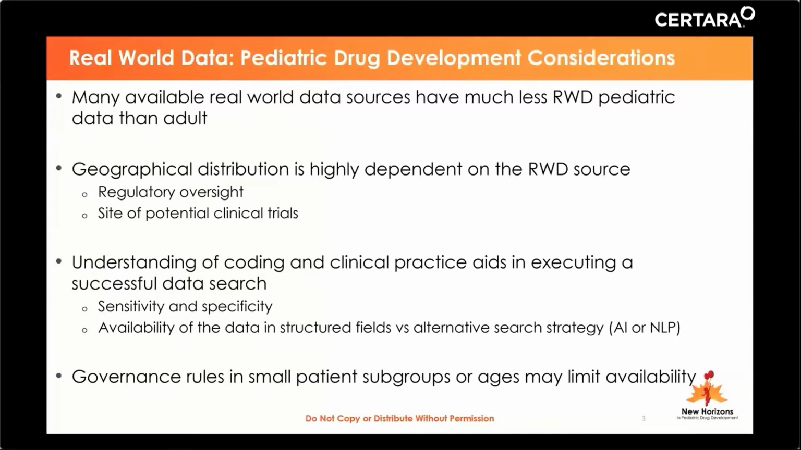The other area that's important to consider in pediatric patients is the governance rules. In many cases, in order to protect patient privacy, small numbers or small populations of data may be sequestered or may be limited in value to get to the granularity, in order to protect patient privacy. This may be particularly important for younger age groups or in patients with rare diseases or certain oncology diagnoses.